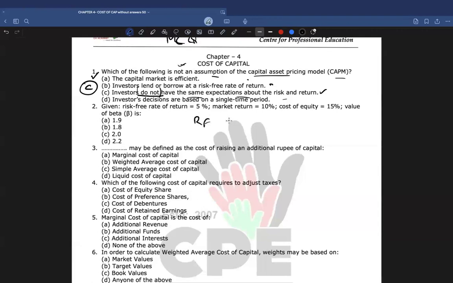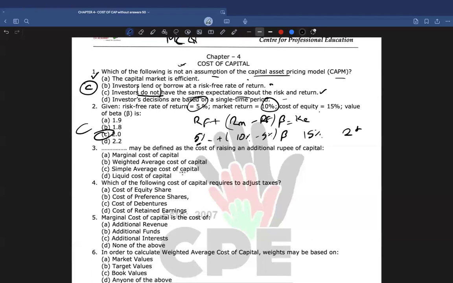So ఎప్పుడైతే RM ఇచ్చాడు and equity ఇచ్చాడు K, so RM minus RF into beta plus RF is equal to K. So ఇక్కడ K 15% and beta అడిగాడు. RM is 10 and RF is 5. So 10 minus 5 into beta plus 5%. So 5% of beta, 15 minus 5 is 10. 10 divided by 5, 2 times beta. So answer will be C.